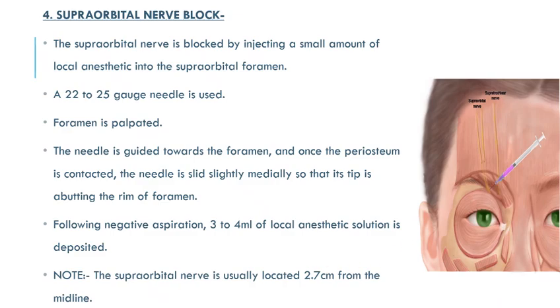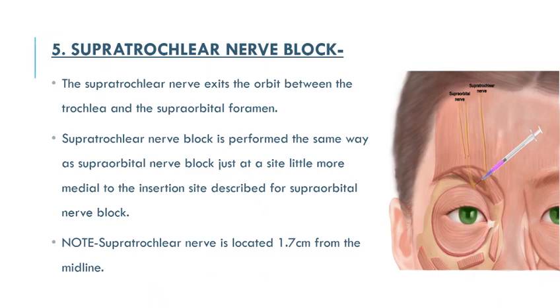Now, supratrochlear nerve block. The supratrochlear nerve exits the orbit between the trochlea and the supraorbital foramen. Supratrochlear nerve block is performed the same way as supraorbital nerve block, just at a site a little more medial to the insertion site described for the supraorbital nerve block. The supratrochlear nerve is located 1.7 centimeters from the midline.